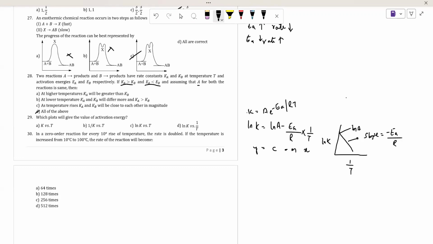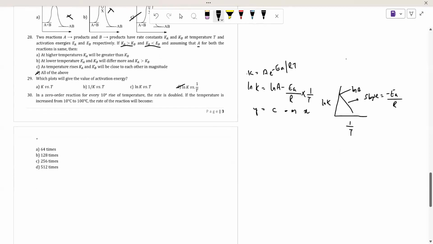So from which graph can we determine Ea by R? Which option is that? Yes, option D would be correct. Whereas k versus T is not possible, and similarly 1 by k versus T is also not possible. And ln k versus T is possible, but there you won't be able to determine activation energy from the graph. Hence, the only correct option is option D.